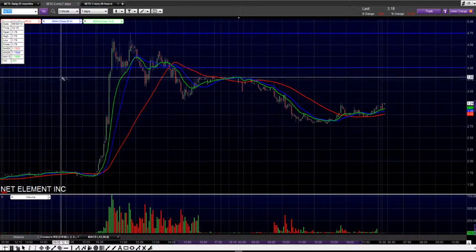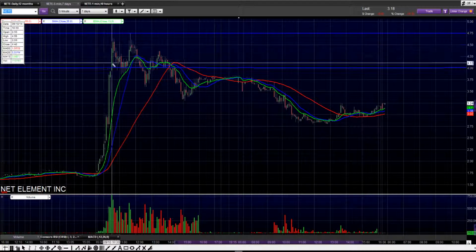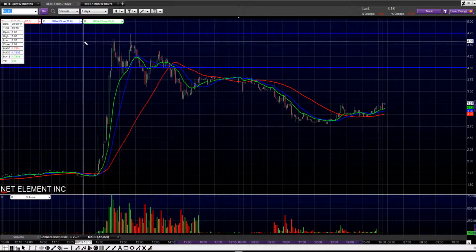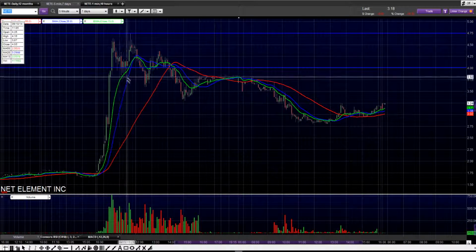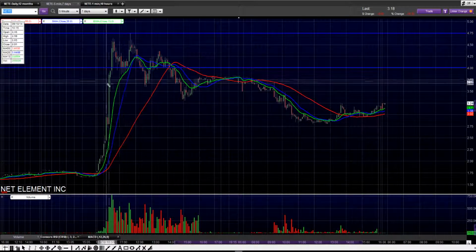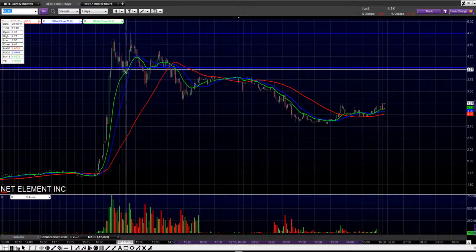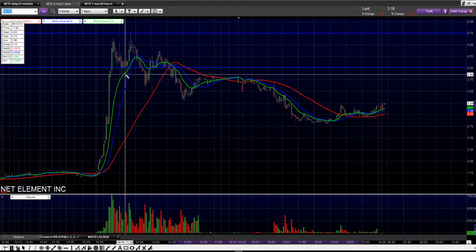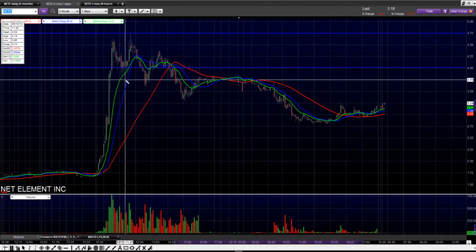So what we were looking for was just a breakdown below this $4 after it topped out, and it happened fairly quickly. I saw these moving averages start to run up, and I went short as soon as it went under $4, and I was looking for a little bit bigger move, possibly down to 375.